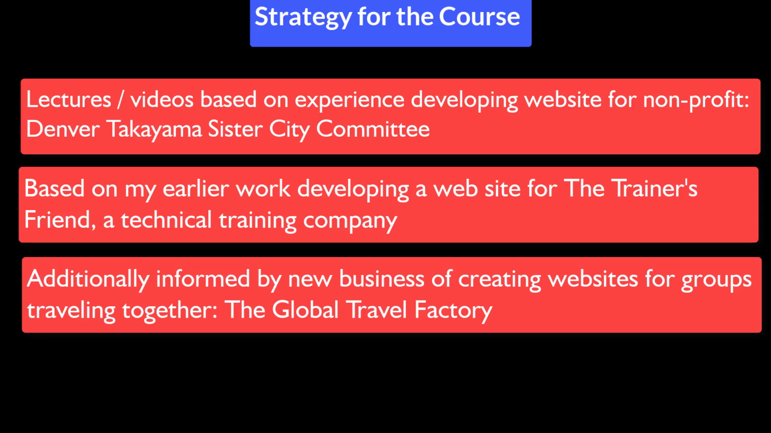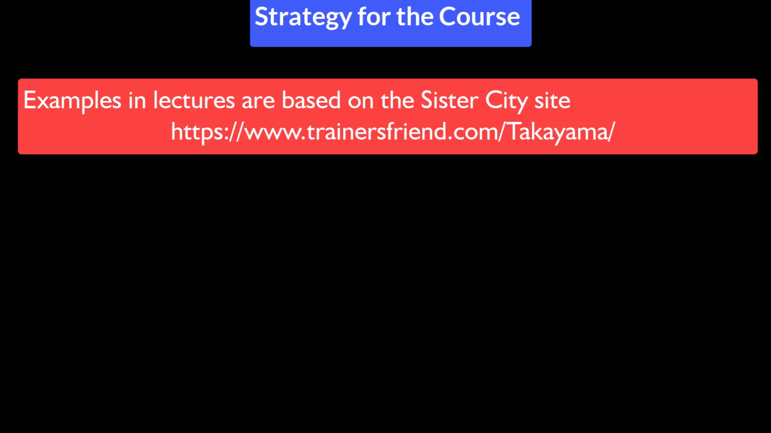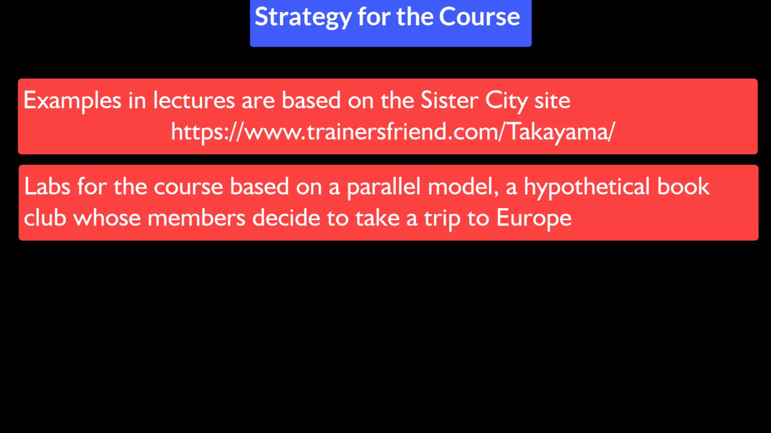And all this is additionally informed by my new business of creating websites for groups traveling together, the Global Travel Factory. The examples for the lectures will be based on the Sister City site, https://www.trainersfriend.com/Takayama. The labs for the course will be based on a parallel model, a hypothetical book club whose members decide to take a trip to Europe to visit some sites from a book they've read and discussed.